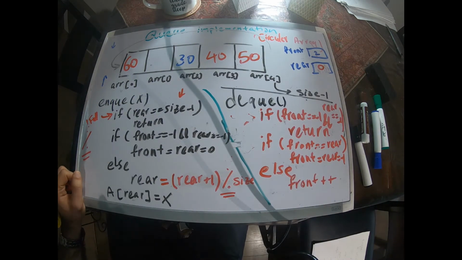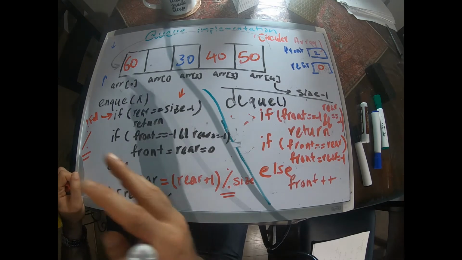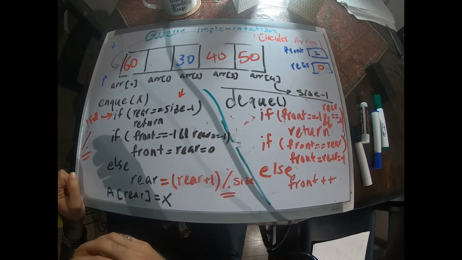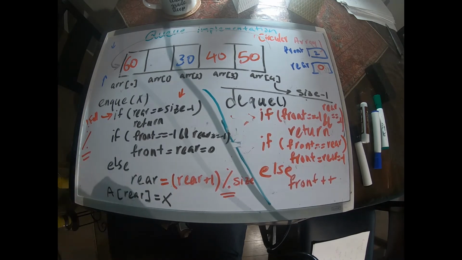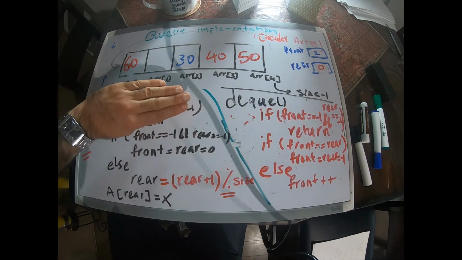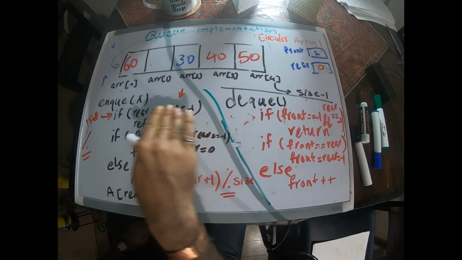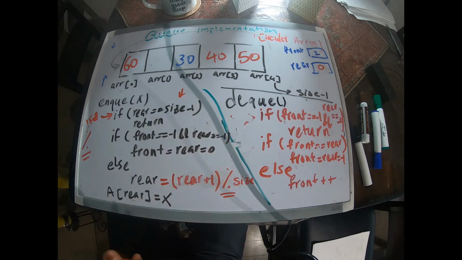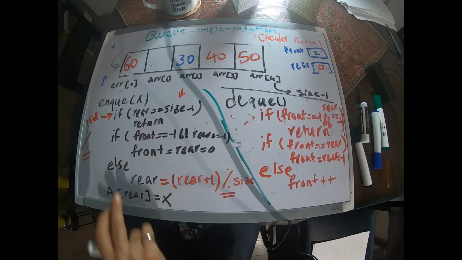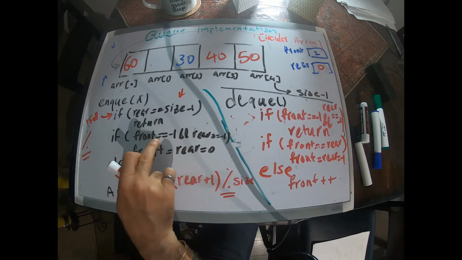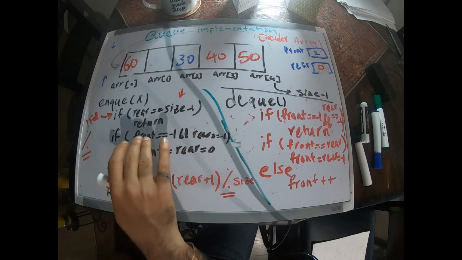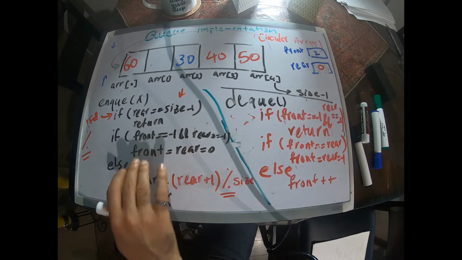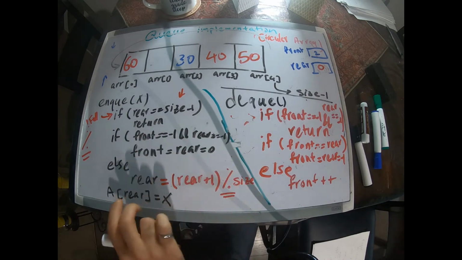Okay, so let's see another case. We want to NQ another number, let's say number 70. So we have to check if the array is not full. We're going to see that this is not going to be a correct condition for circular array. We check the array is not full. If it's not full, it means that we have empty spaces. We also check that the queue is not empty, because if the queue is empty, we have to change both front and rear, not just the rear.